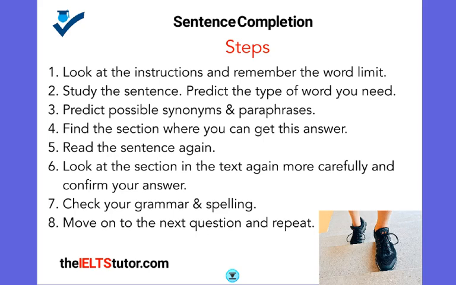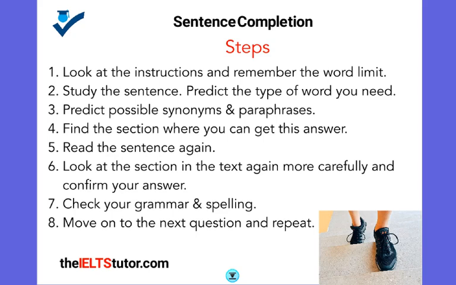Step number 4, find the section where you can get this answer. As I've mentioned to you before, the sentence in the question appears in the same order as the answers in the text. So make sure that you are able to locate the section correctly where you feel that you can get this answer. Now go back to the question again. Read the sentence one more time. Do you understand the sentence? Are you correctly interpreting the sentence?